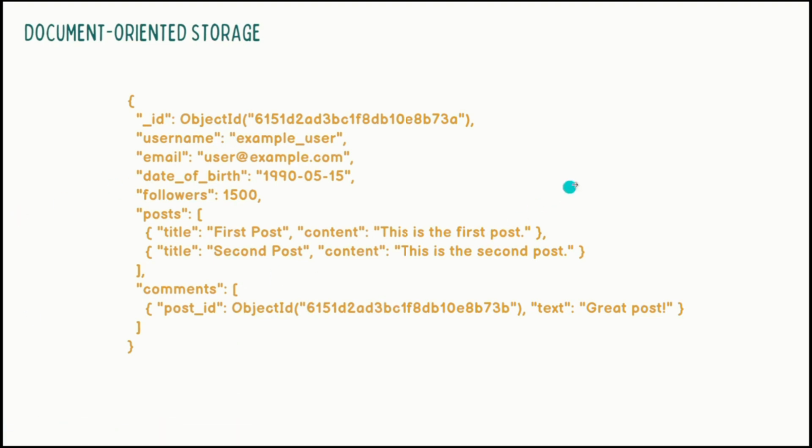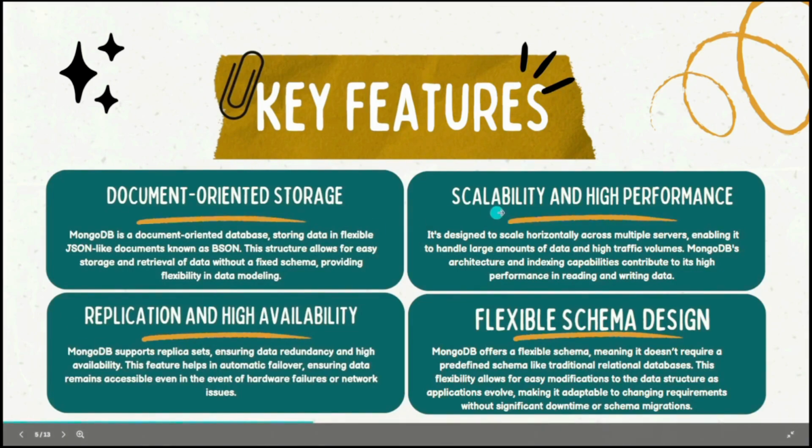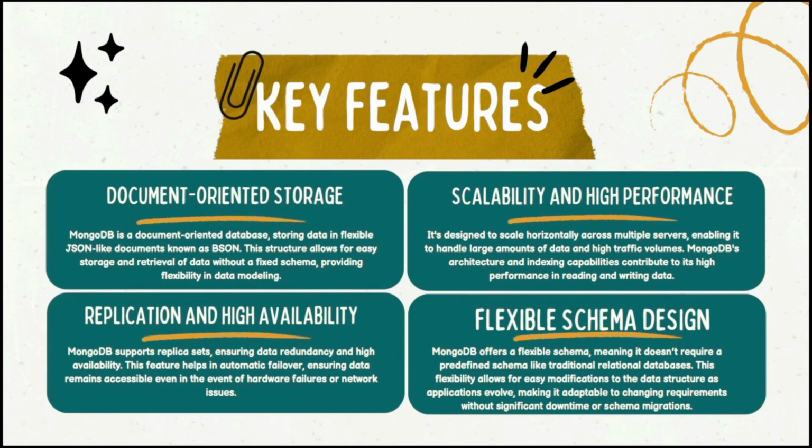So now after this, what do we have? After this, what is scalability and high performance? About scalability and high performance, if I give you an example, consider an e-commerce website using MongoDB to store product information. As the website gains more users and products, MongoDB allows horizontal scaling by adding more servers or shards, distributing the growing amount of data.